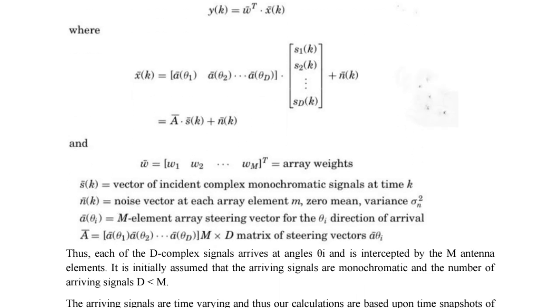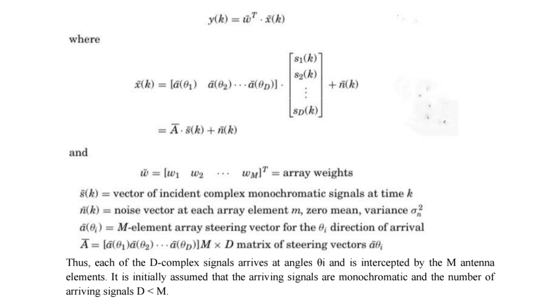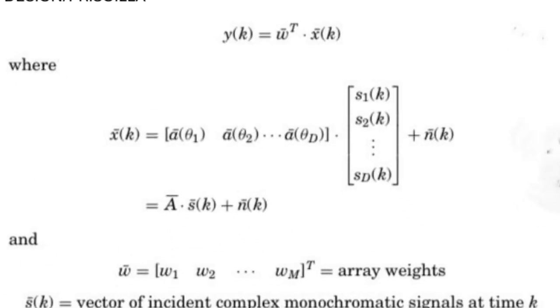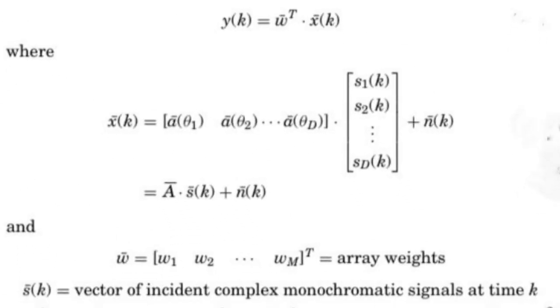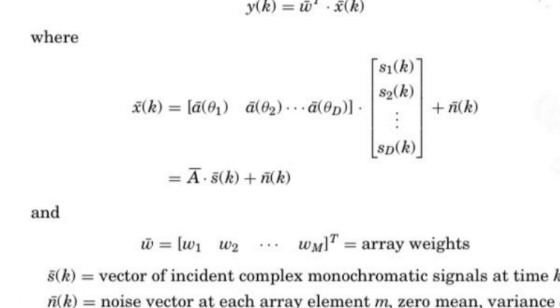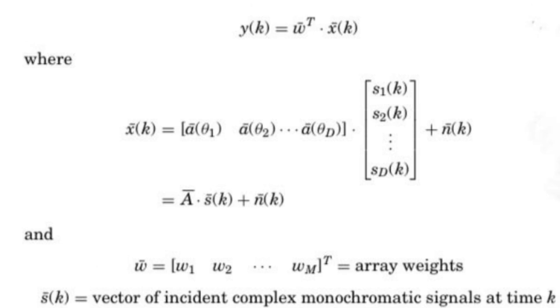The next thing is how we can define this array output. This is the equation for array output: y of k is equal to omega transpose times x of k. Now you have to apply the weighted value to your signal. Here x of k is nothing but you have to include the angle theta with that signal parameter. Now how can you correlate these two things? See how it will be mixing here.